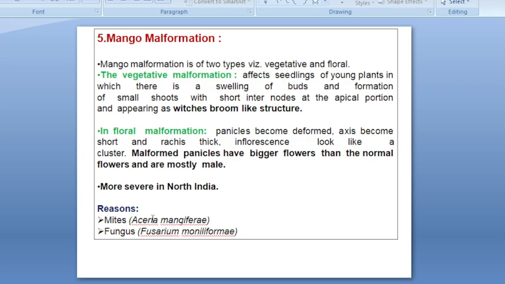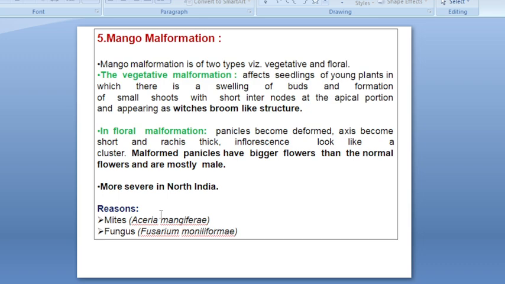Next is floral malformation. When the panicles are already developed, when the flowers are about to turn into fruits, during that time we can see this. Normally the male flowers are more malformed compared to the female ones. So this may be because of a mite problem or a fungal problem. There is no exact reason for malformation.